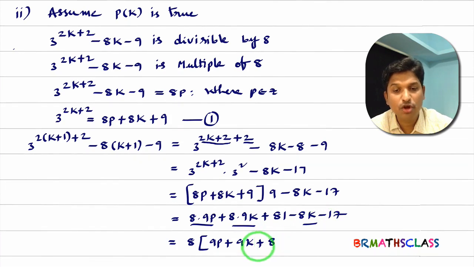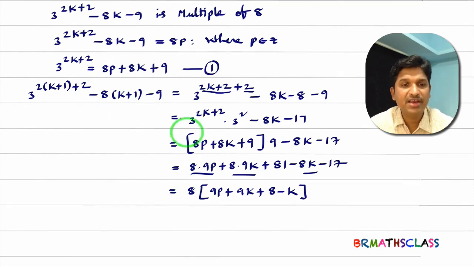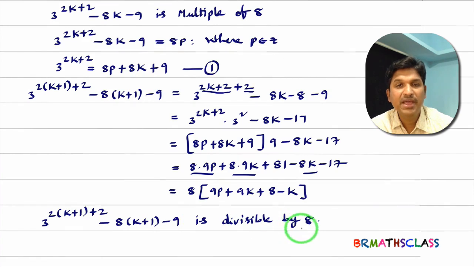So if you take 8 common, 8 will be remaining, minus k. Please observe what happened. We identified that this expression is a multiple of 8. If a number is a multiple of 8, then definitely that number is divisible by 8. So this expression is divisible by 8.